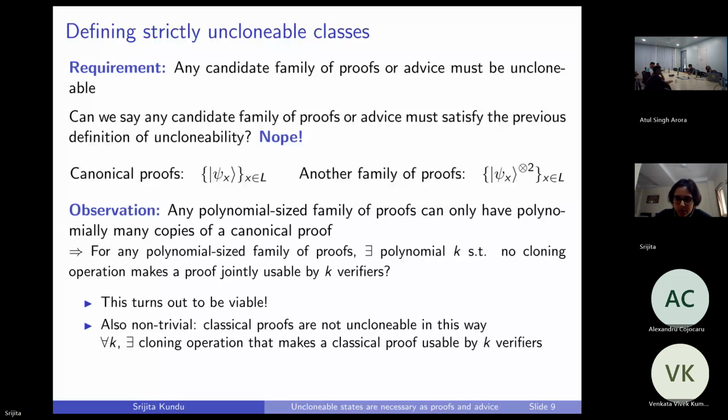Okay. So your claim is that there exists such a k for every n size thing, that there exists a k which is like a threshold beyond which you cannot make more copies. Yeah. Essentially. Okay. Got it. Thank you.